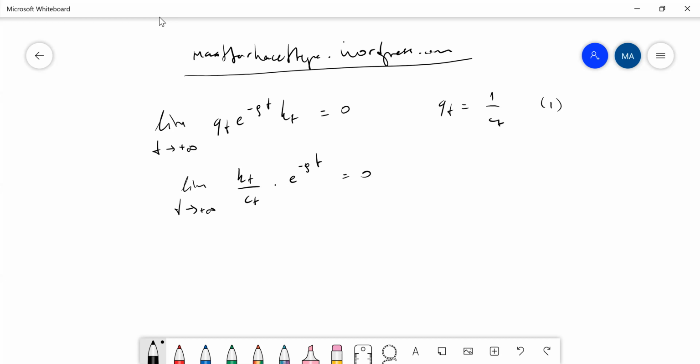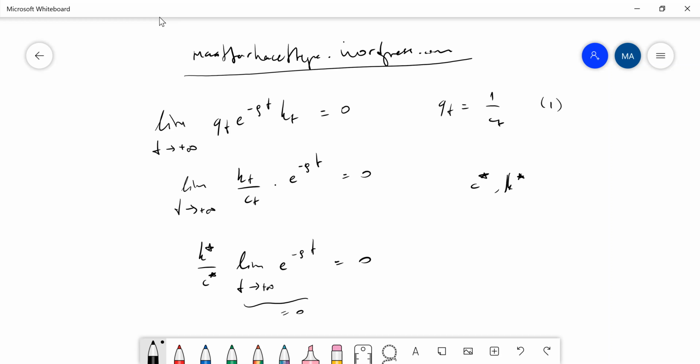Now the steady state obviously satisfies this, because in the steady state, you have K star divided by C star going out. It's just a positive number, and then you have e to the minus rho t, and obviously this is equal to 0. So the steady state satisfies the first-order condition.